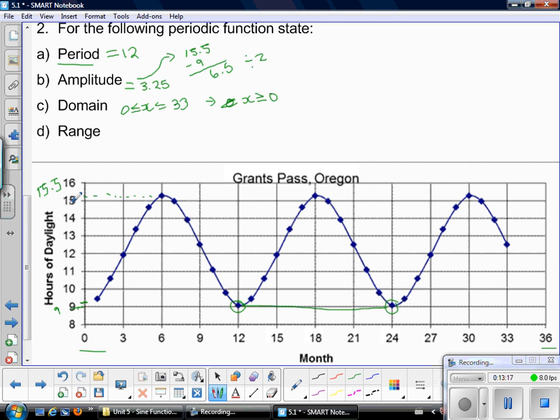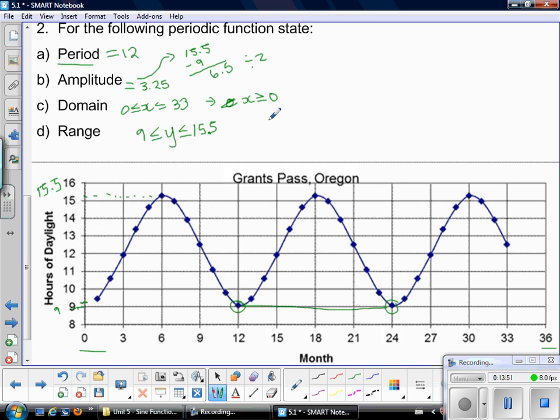Now the range has to do again with the vertical. We already picked out that the lowest point was 9 and the highest point was 15.5. So y has to fit between the lowest point and the highest point, between 9 and 15.5. So that's kind of reviewing domain and range from our first unit. What's different is period and amplitude.